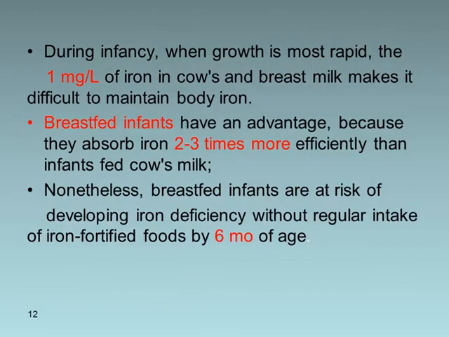During infancy, when the growth is rapid, the 1 milligram of iron per liter in the cow milk and breast milk makes it difficult to maintain body iron. Keeping in mind that iron in the breast milk is absorbed 2 to 3 times more efficiently than iron in the cow's milk. Nonetheless, breastfed infants are at risk of developing iron deficiency anemia without regular intake of iron-fortified food by 6 months of age.